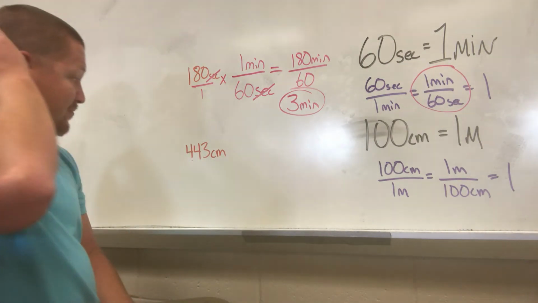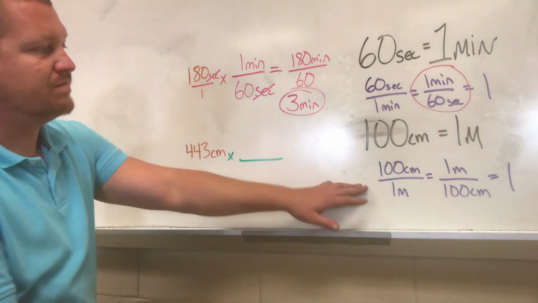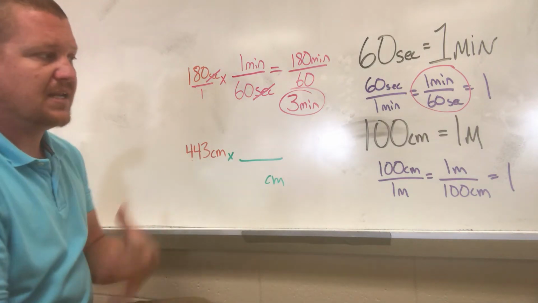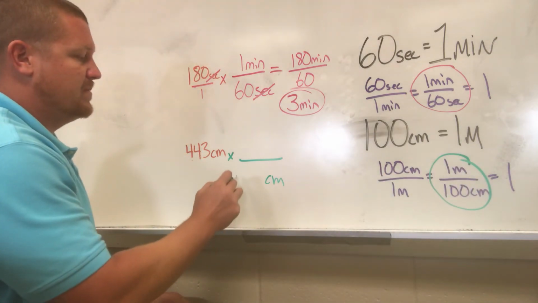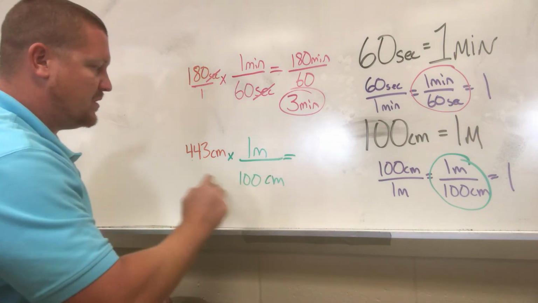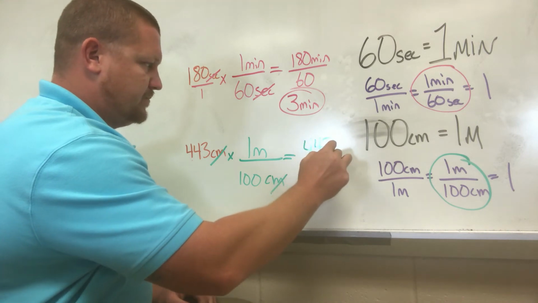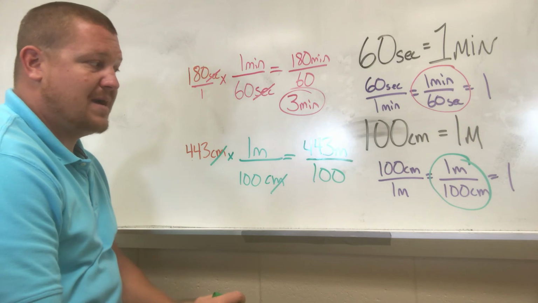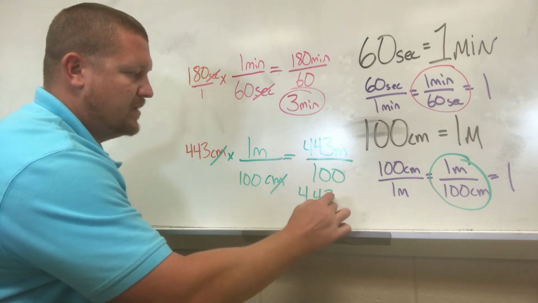So to convert 443 centimeters to meters, I use the appropriate conversion factor. We'll have centimeters on the bottom, so that will cancel out and give me my new unit. So again, I'm going to use this version here: 100 centimeters on the bottom, 1 meter in the numerator. Centimeters cancel. We get 443 divided by 100, which is 4.43 meters.